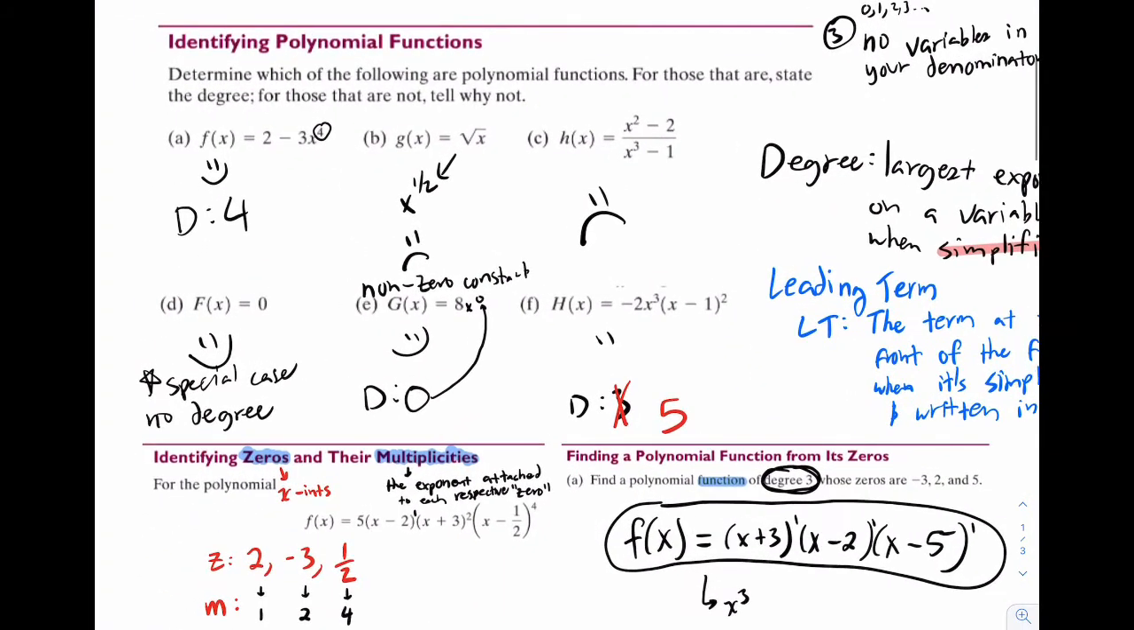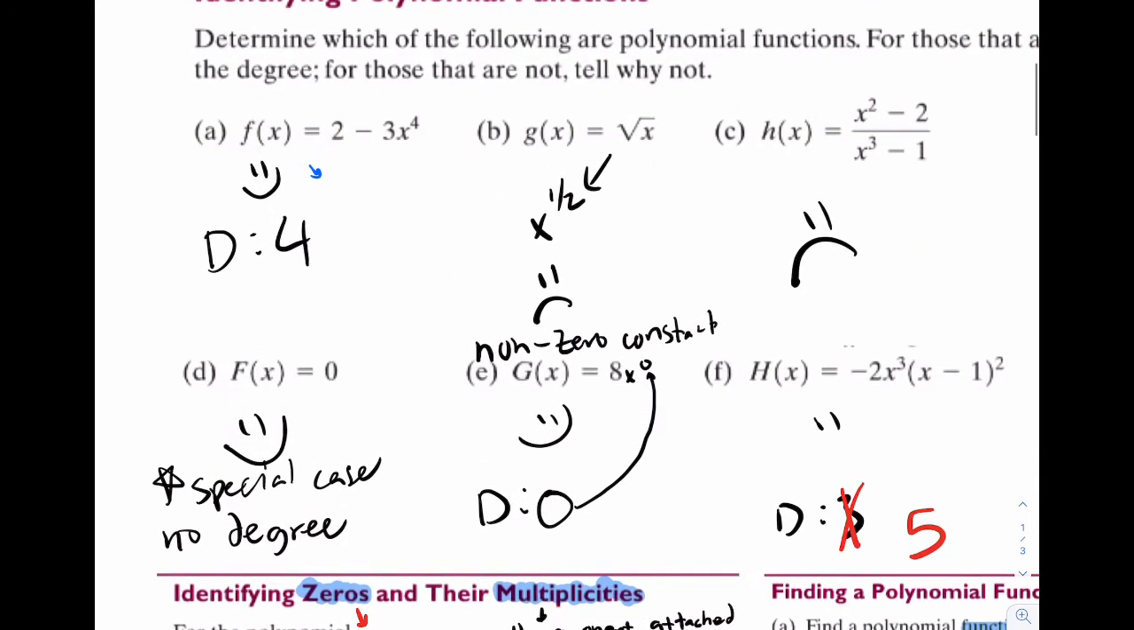So for A, what I want to do here is write this in order. So I'll just reorder it here. F of x equals negative 3x to the fourth plus 2. And right there, there's our leading term. Negative 3x to the fourth.